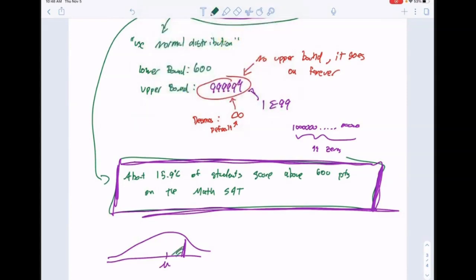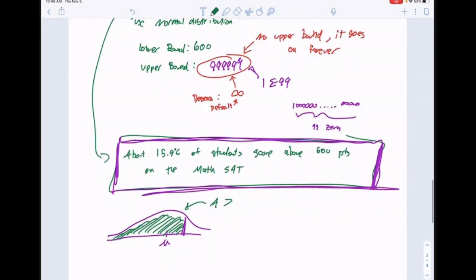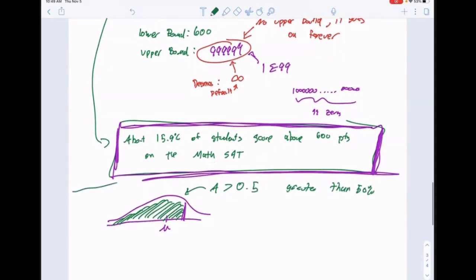Five minutes. Hold on real quick before you leave. My area will be greater than what in this picture? What is my answer going to be more than? It's a percentage, so areas are below 1. I know my answer will be more than 0.5. It'll be greater than 50% shading. I'm saying this for just any random problem here.